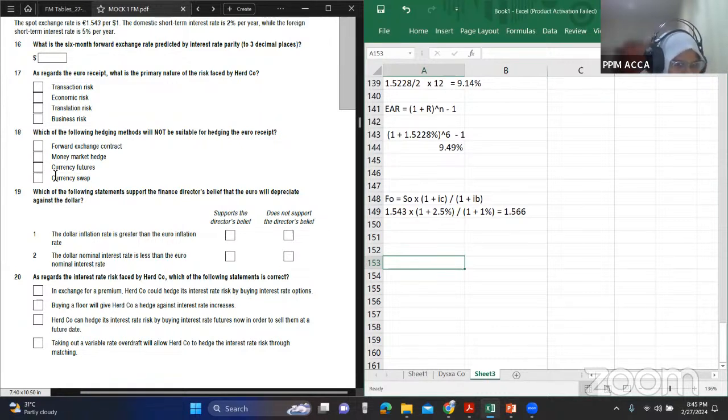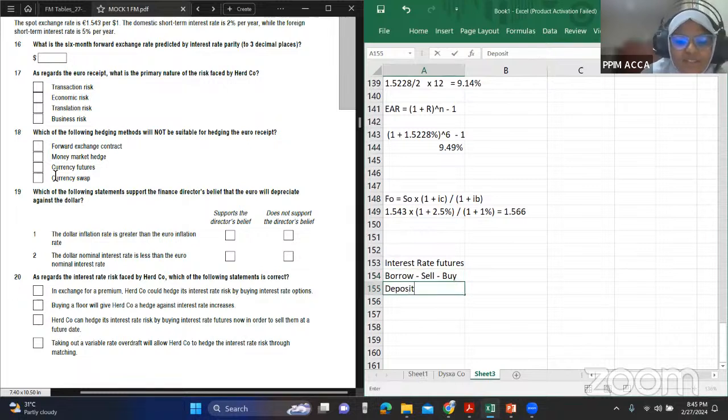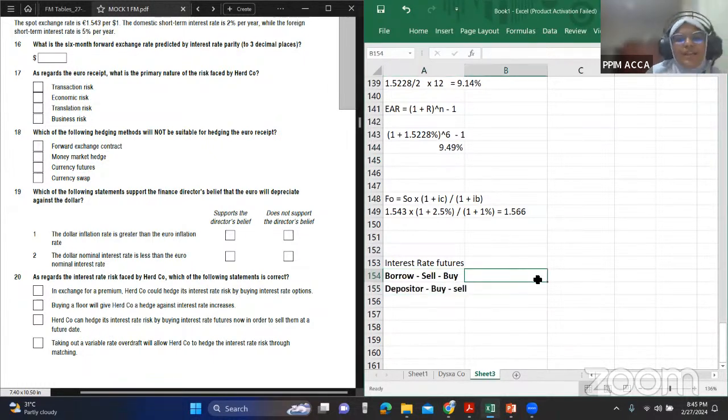Okay. So when you talk about interest rate futures, you have to remember this, it's a rule. If you are going to borrow, if you're a borrower, you have to sell first and buy later. If you're a depositor, you have to buy first and sell later. Learn it as a rule. When you do AFM, you will understand why this is the case. For now, learn it as a rule.